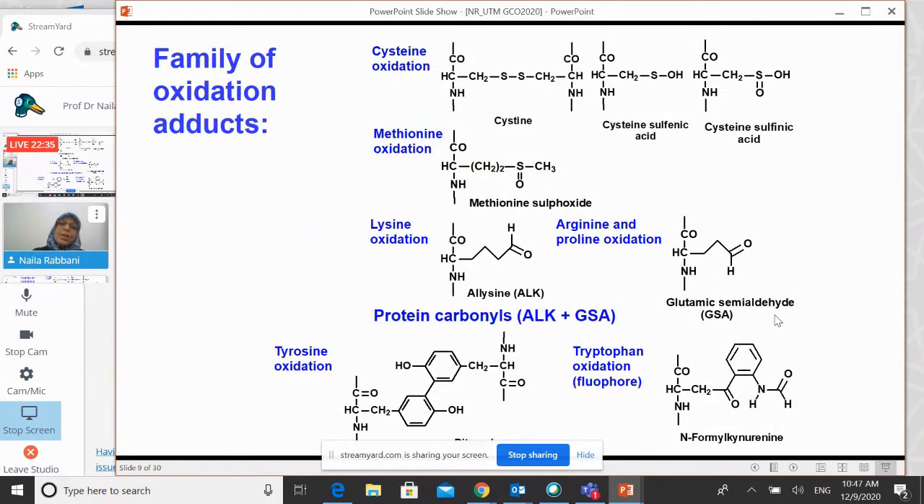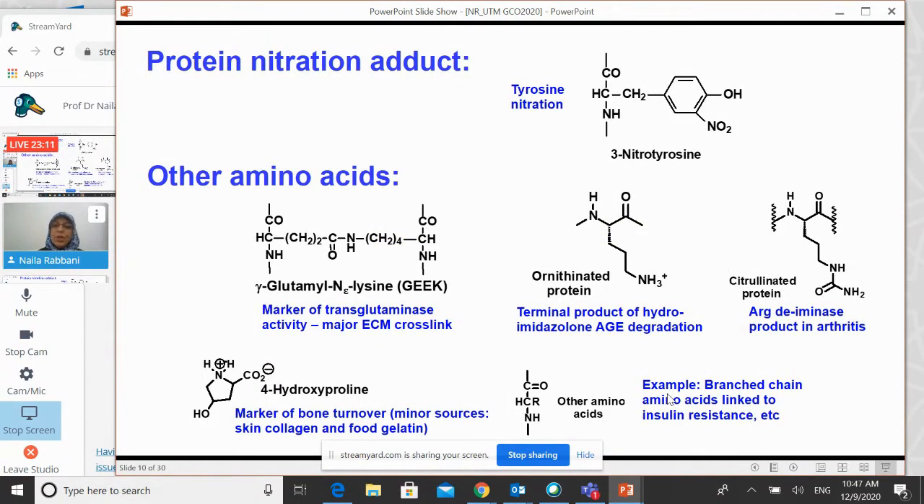So the family of oxidation adducts are the cysteine oxidation markers, and then methionine sulfoxide, which is methionine oxidized to form this marker, and the lysine oxidation marker is aminoadipic semialdehyde, and the arginine and proline oxidation marker is glutamic semialdehyde. These are protein carbonyls, and tyrosine oxidation can form dityrosine, and tryptophan oxidation can form N-formylkynurenine. And nitration adducts normally nitrate tyrosine residues to form 3-nitrotyrosine.